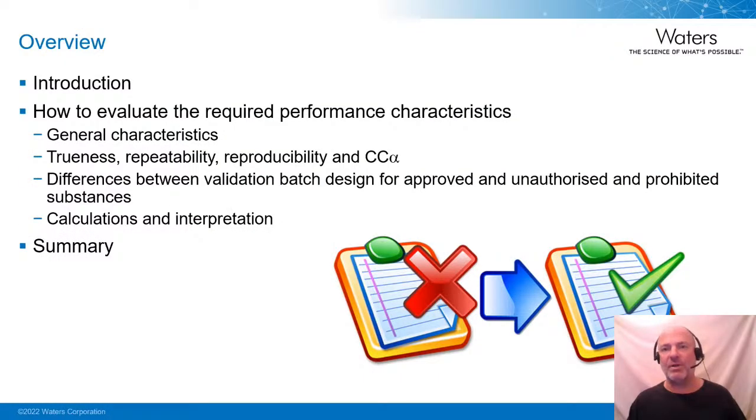After a brief introduction, we're going to show you how to evaluate the required performance characteristics. So we're going to cover some general characteristics, the trueness, repeatability, reproducibility, and CC alpha. We're going to look at some case studies to show the differences between validation batch design for approved and banned substances. We're going to focus on the calculations and interpretation before summarizing.